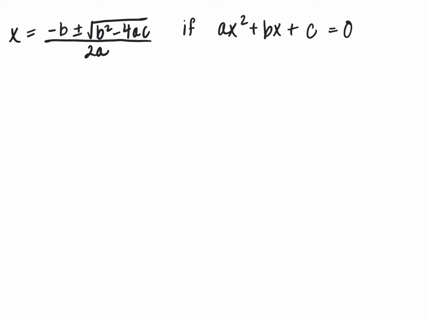Hi class, today we're going to talk about how to get the quadratic formula by using complete the square. So we already know what the quadratic formula is. It is x equals negative b plus or minus the square root of b squared minus 4ac all over 2a, but it only works if we have ax squared plus bx plus c equals 0. So we're going to apply all the steps of completing the square to our standard form, ax squared plus bx plus c, today, and we're going to end up with the quadratic formula.